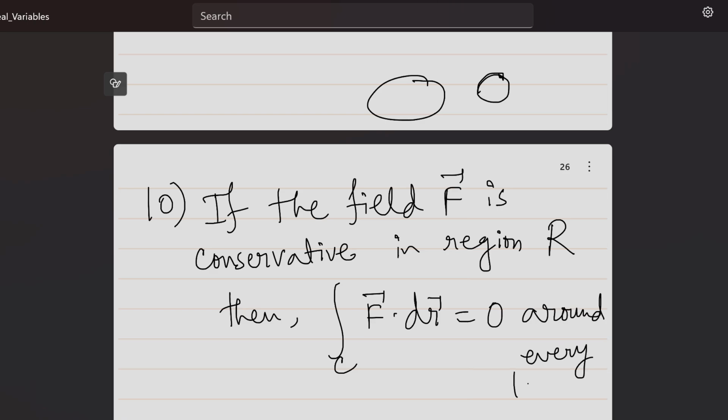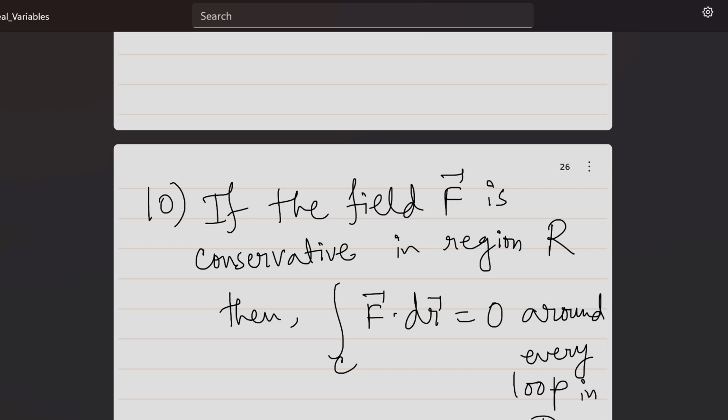Yes, sir. Okay. Loop means the ending and starting point are the same. This is called a loop. Otherwise, it is called a path. Suppose this, this is not a loop. Okay, so I will just write this.